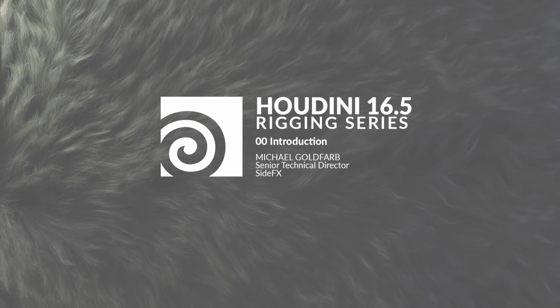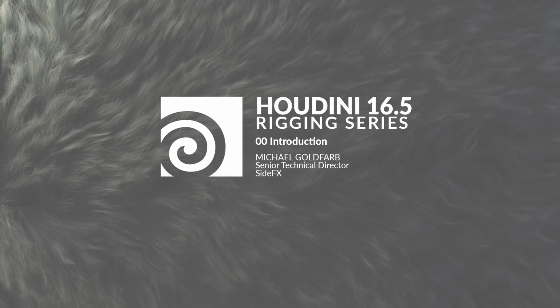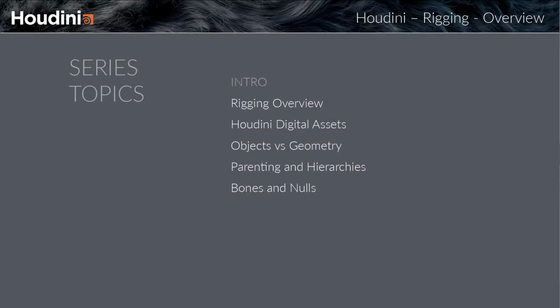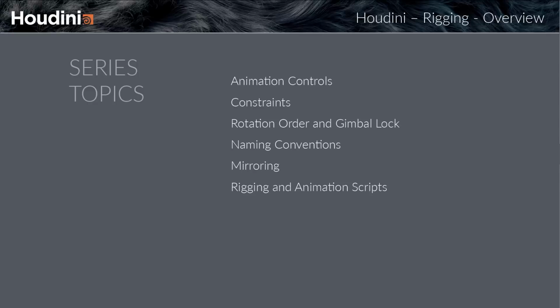Welcome to this introductory video on rigging in Houdini. In this introduction, we'll be giving a rigging overview. We'll talk about Houdini digital assets. We'll talk about the difference between objects and geometry. We'll look at parenting, hierarchies, and general transform order. We'll be looking at bones and nulls. We'll look at animation controls, constraints, rotation order and gimbal lock, naming conventions, mirroring, and then we'll have a brief look at rigging and animation scripts.